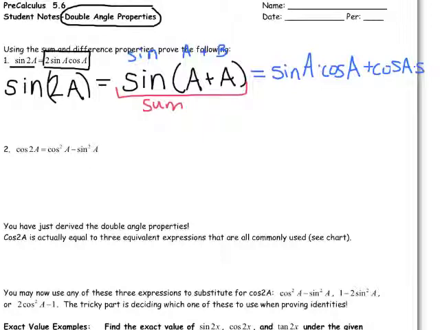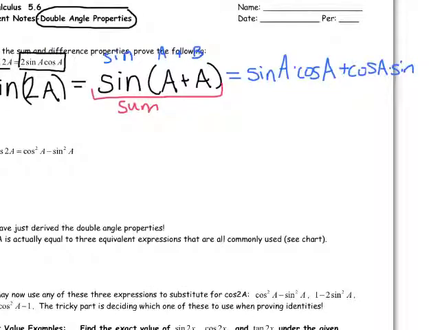times sine a. Hopefully this isn't much of a surprise to you, but I can reverse this order right here, because cosine of a multiplied times sine of a is like multiplying 1 times 2. That's the same thing as 2 times 1. It doesn't matter the order in which you multiply these two things.